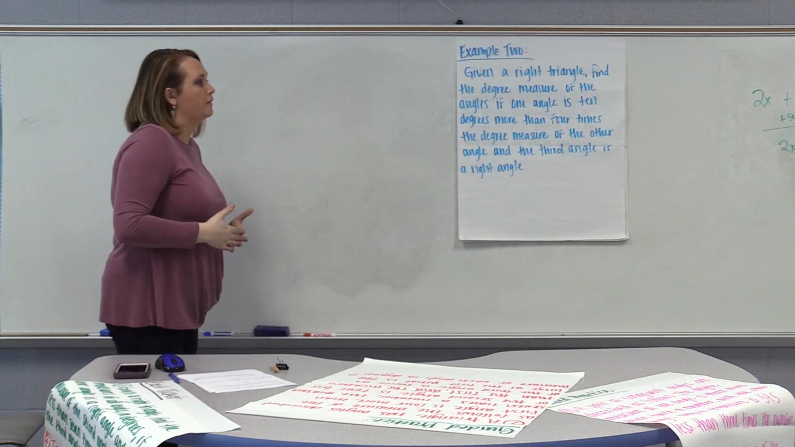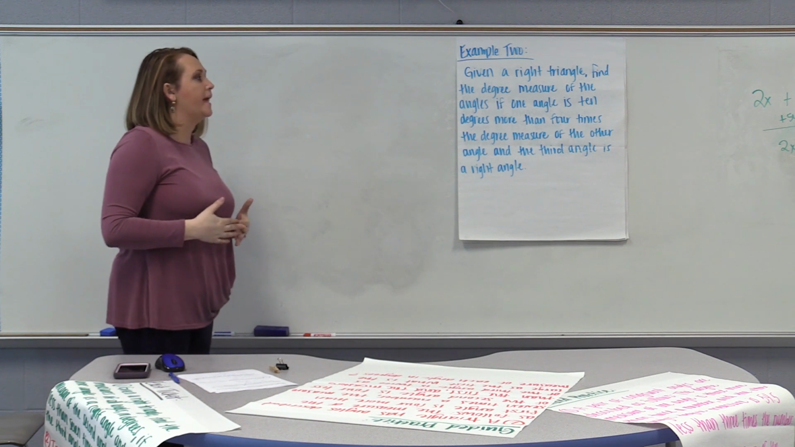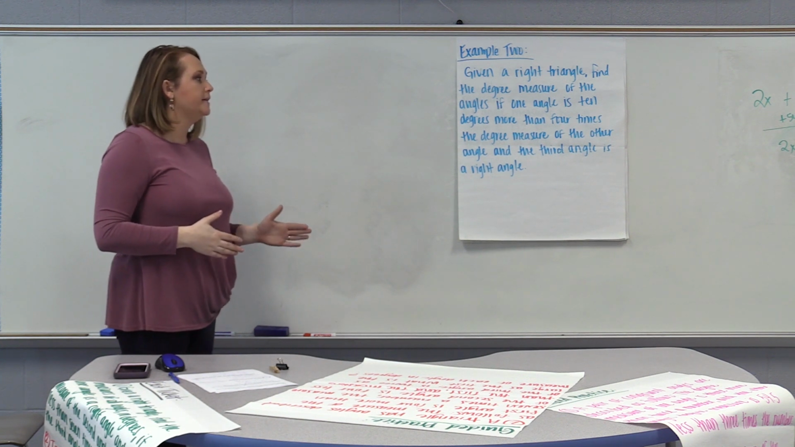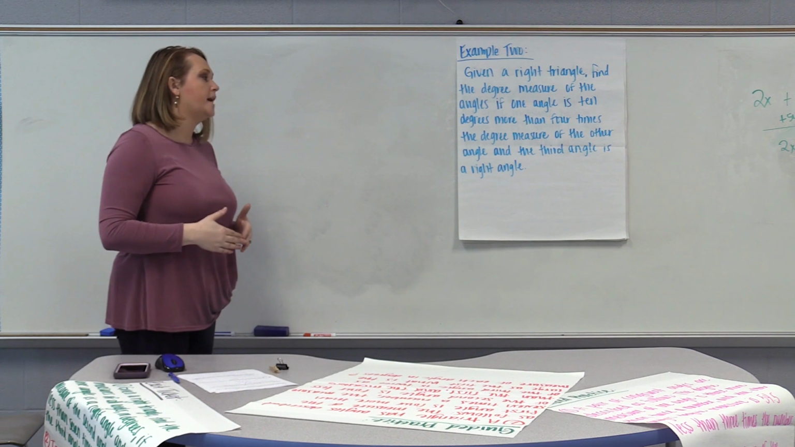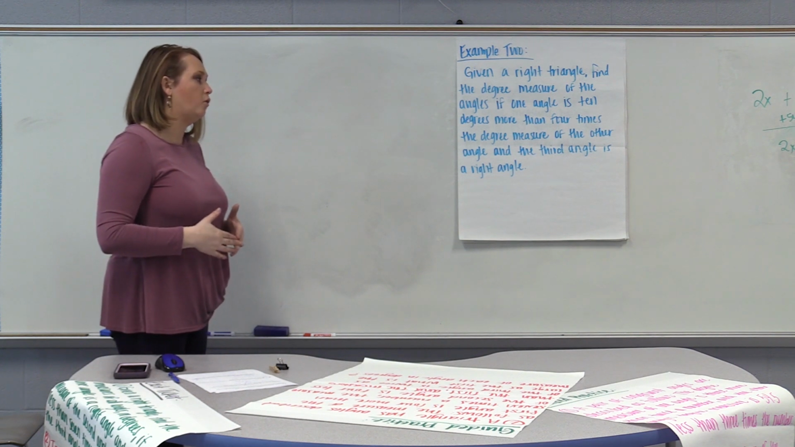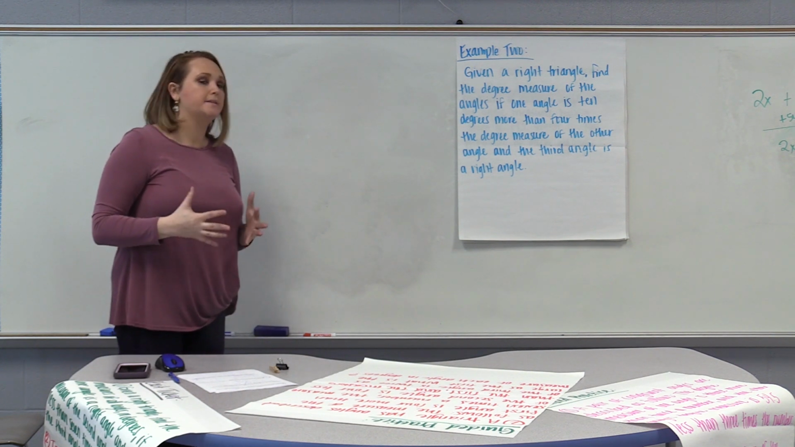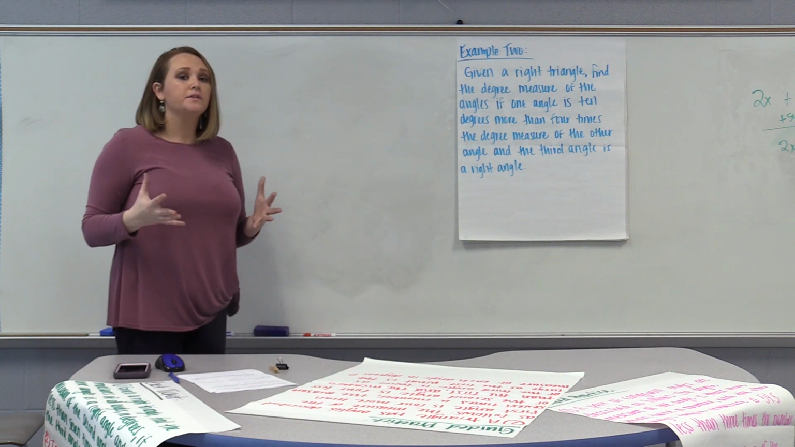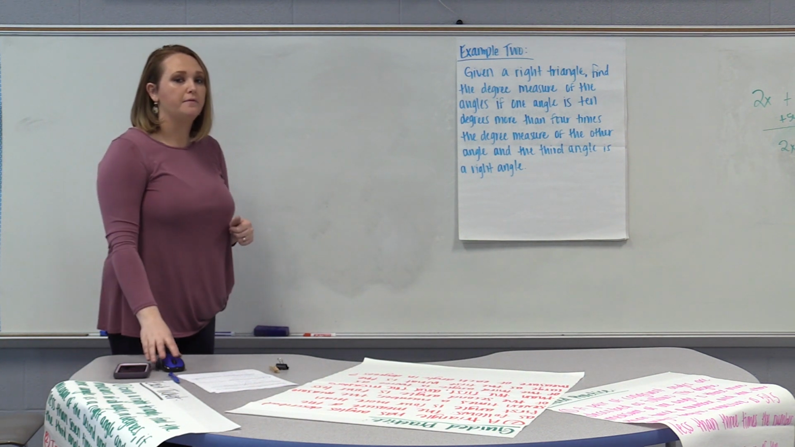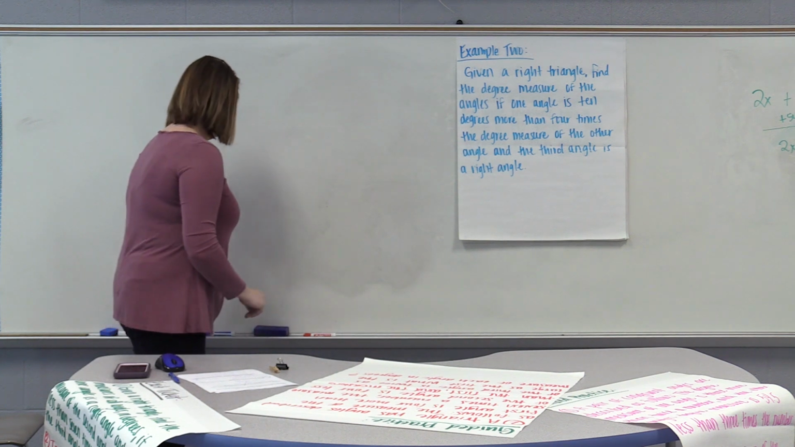Given a right triangle, find the degree measure of the angles if one angle is 10 degrees more than 4 times the degree measure of the other angle, and the third angle is a right angle. Again, we're going to start by drawing a diagram of the right triangle.